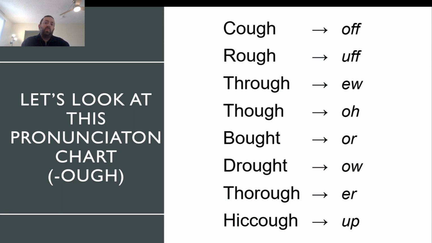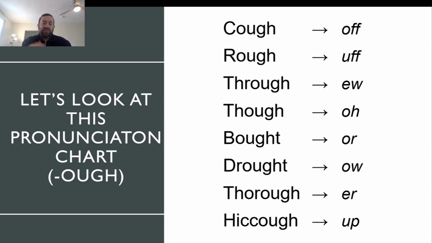Let's go through the chart one more time in terms of the full word. I'm going to sound it out as cleanly as I can. So follow along with me, please. We have cough, rough, through, though, bought, drought, thorough, hiccup. I'm going to do it one more time. Cough, rough, through, though, bought, drought, thorough, hiccup. So there we go.